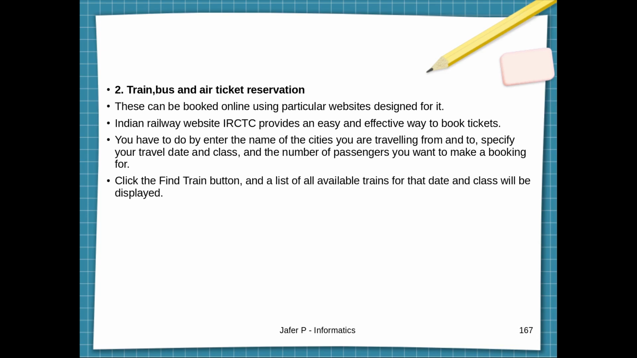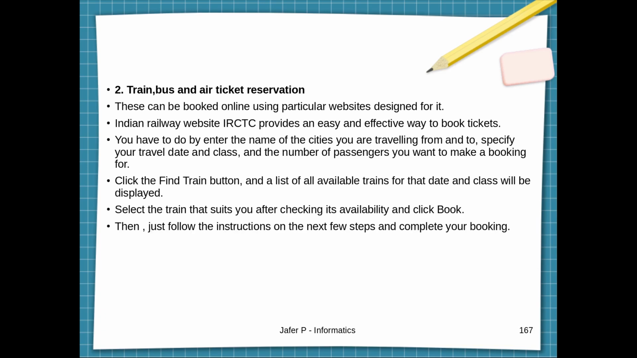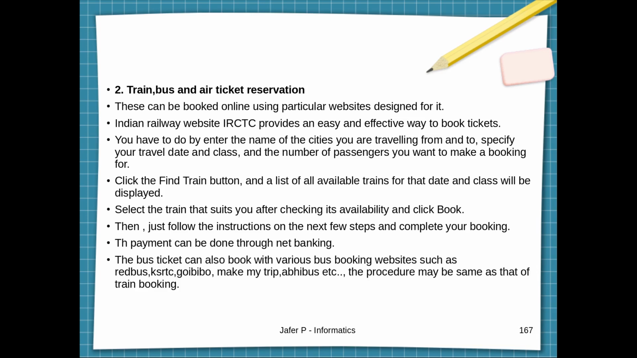Click the find train button and a list of all available trains for the date and class will be displayed. Select the train that suits you after checking its availability and click book. Then just follow the instructions in the next few steps and complete your booking. So this is the basic information you have to give while booking a train. The payment can be done through net banking.